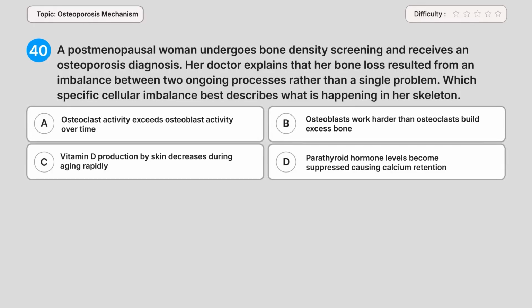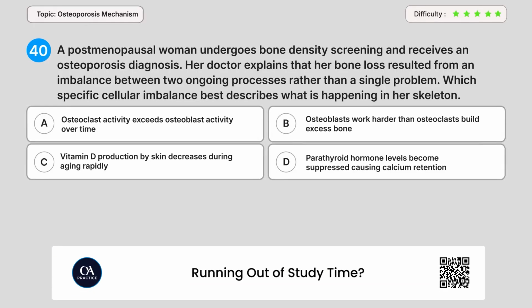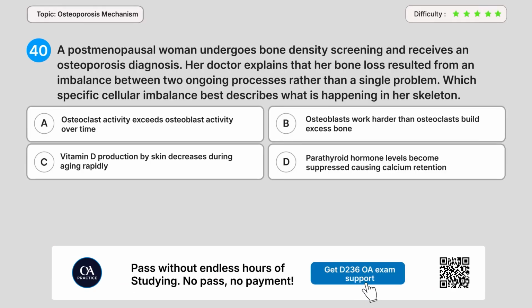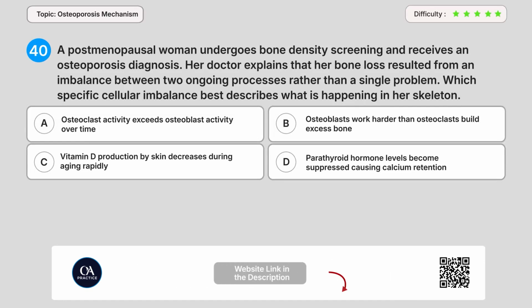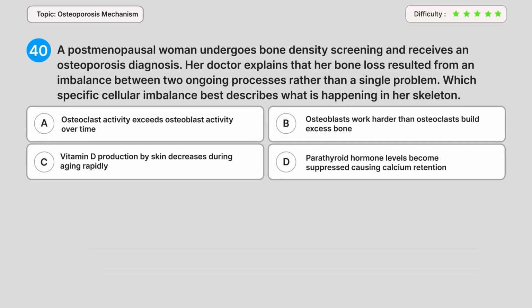Question 40. A postmenopausal woman undergoes bone density screening and receives an osteoporosis diagnosis. Her doctor explains that her bone loss resulted from an imbalance between 2 ongoing processes rather than a single problem. Which specific cellular imbalance best describes what is happening in her skeleton?